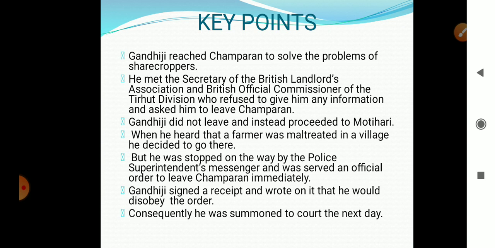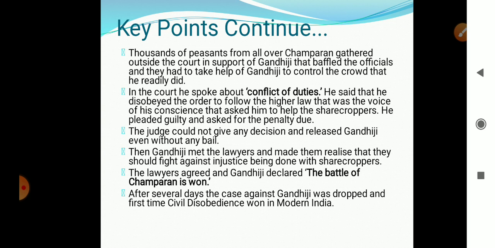Consequently, he was summoned to court the next day. Now, thousands of peasants from all over Champaran gathered outside the court in support of Gandhiji. That puzzled the officials, and they had to take help of Gandhiji to control the crowd, which he readily did. In the court, he spoke about conflict of duties. You remember the court scene? He said that he disobeyed the order to follow the higher law, that was the voice of his conscience, that asked him to stay back and to help the sharecroppers. So that is why he had to disobey the official order. He pleaded guilty and he asked for the penalty due. The judge could not give any decision and released Gandhiji even without any bail.